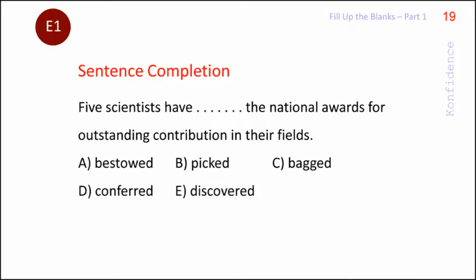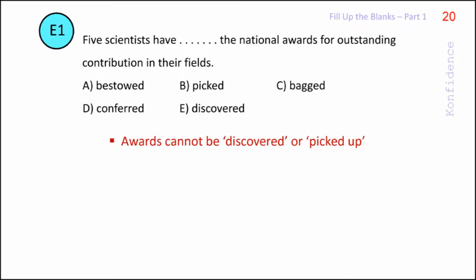This sentence evidently means that the scientists got the awards. They got it by their sheer hard work. It is absurd to say that the scientists discovered or picked up the awards. We discover something which is already existing but not known to the outside world. Awards cannot be discovered. In the same way, we cannot pick up awards either. Awards are abstract in nature. We can pick up some concrete things like a trophy, but not an award. So options B and E are incorrect.